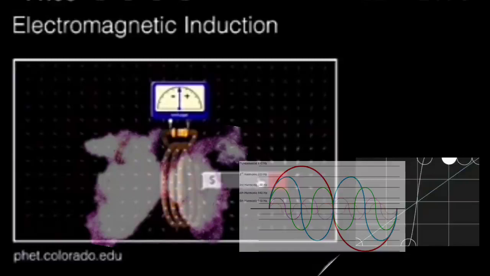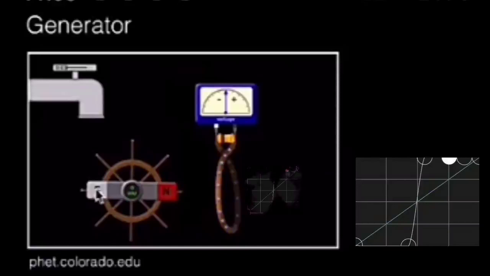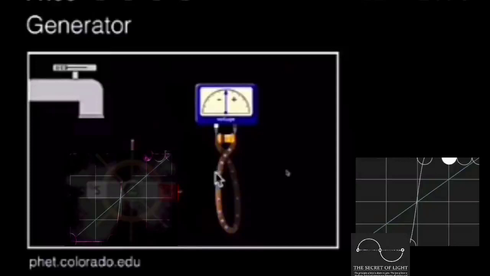Now, another way to look at this would be through a generator. In this setup, what I have is a magnet down here on a wheel so that I can spin that magnet. I have my wire again, and I'm trying to induce current inside that wire. Then I'm going to measure the amount that I'm going to change. Watch what happens now when I start to turn on the water inside that faucet. It's changing the position of the magnet.